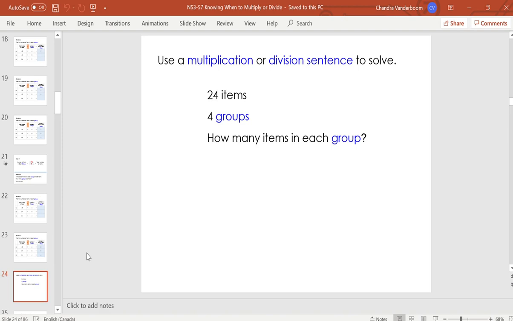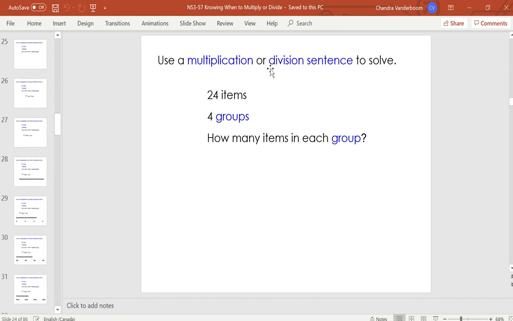We know we have 24 items. We know we have 4 groups. We don't know how many items we have in each group. Do we use multiplication or division? Well, we know our total number, and we said when we know our total number, we want to use division. So let's divide 24 divided by something equals something.